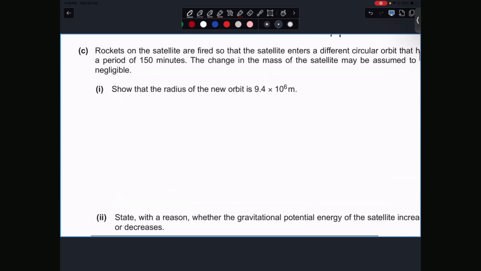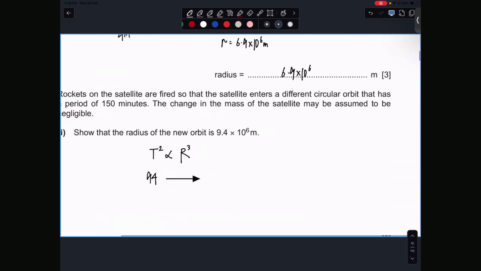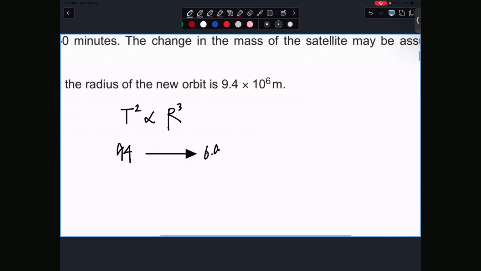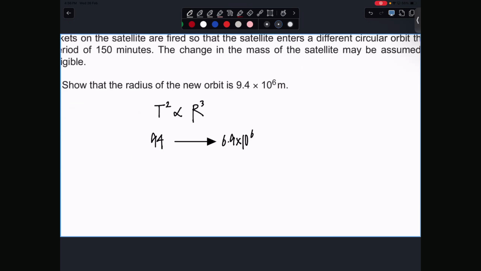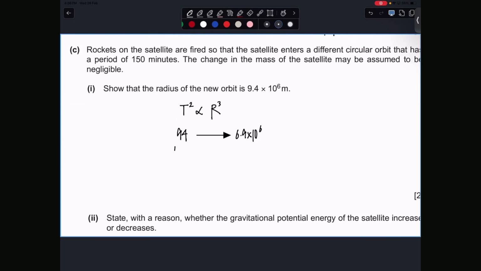How will you use ratio? We know that t square is proportional to r cube. So initially it was 94 minutes, and what radius did we get for that? 6.9 into 10 to the power 6 meters. And now what time does it say? 150. So what should the radius be is what we need to find out.